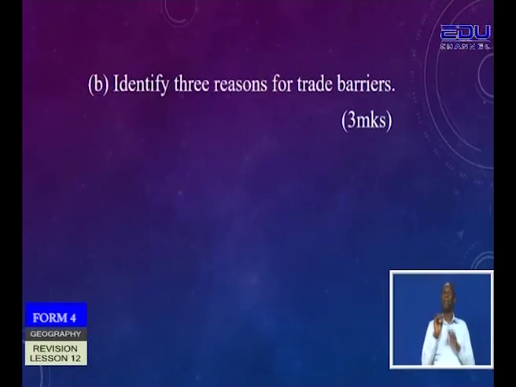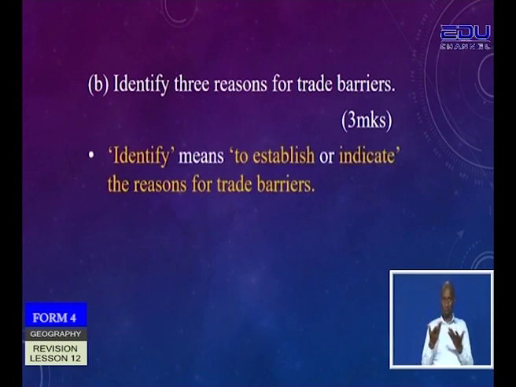The other question is here, B. Identify 3 reasons for trade barriers, and we are talking about 3 marks. When you identify, we are talking about establishing or indicating the reasons for trade barriers. We are interpreting the terms according to the specific question, and that is why we are bringing in the issue of trade barriers. We are not just describing the general word. So identifying means to establish or to indicate the reasons for trade barriers.